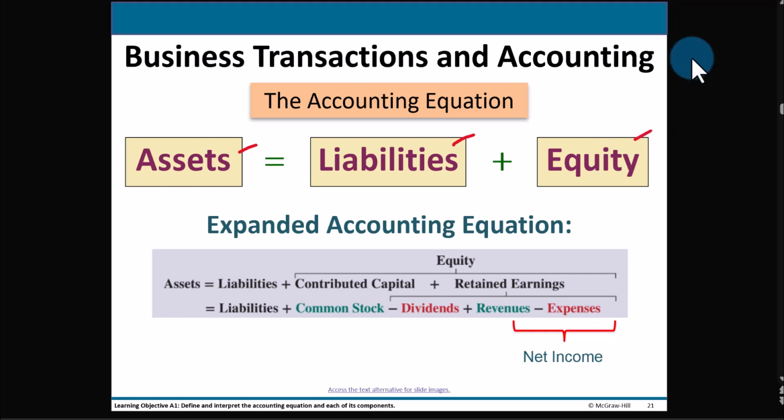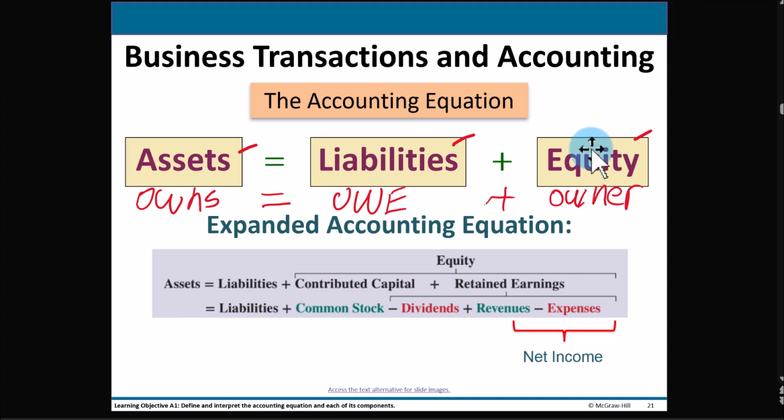Assets are things that the company owns, and liabilities are the amounts the company owes to other people. And equity is just the owner's interest, in our case, the stockholder's interest in the company. So everything that the company owns is equal to what we owe other people plus what the owner gets if we were to pay off all the liabilities with all the assets.